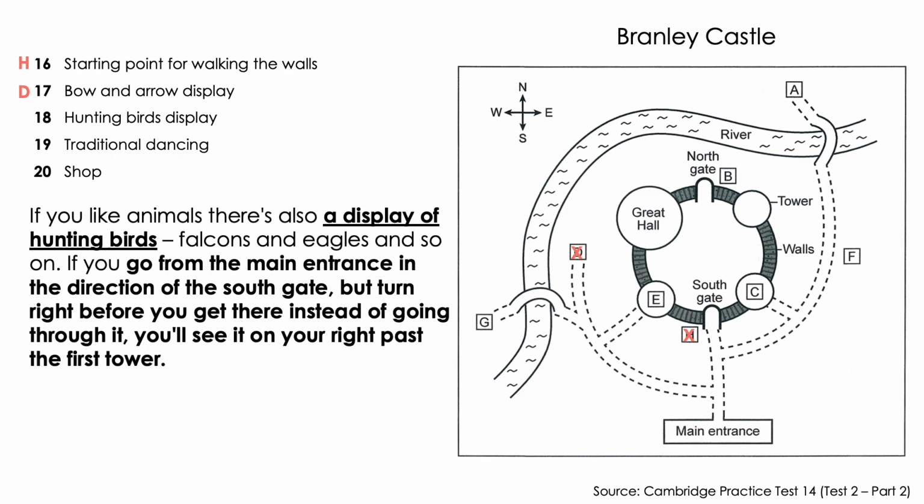If you like animals, there is also a display of hunting birds. Okay, that's what we need. If you go from the main entrance in the direction of the south gate, okay, here, but turn right before you get there instead of going through it. So turn right instead of going through it. You see it on your right past the first tower. Here it is. The correct answer is F.